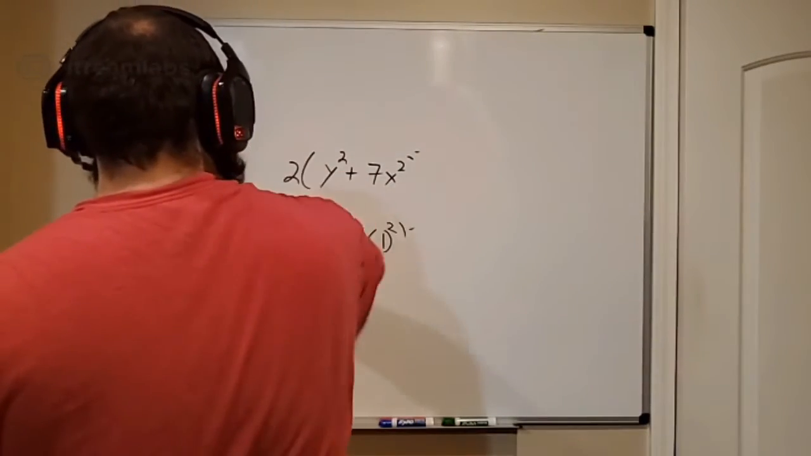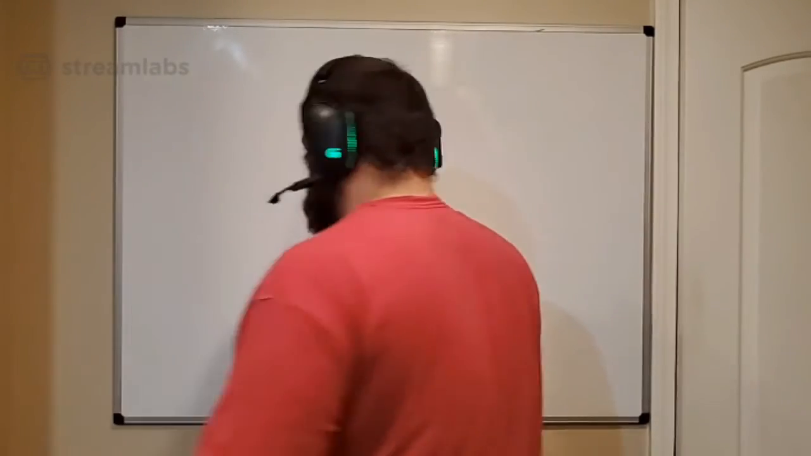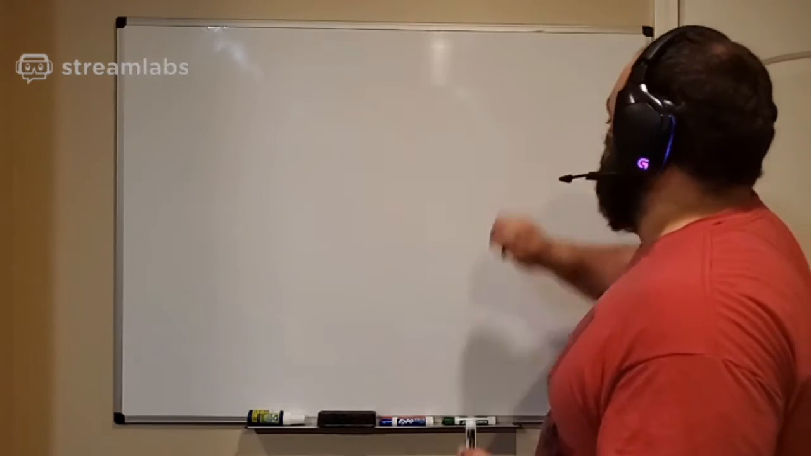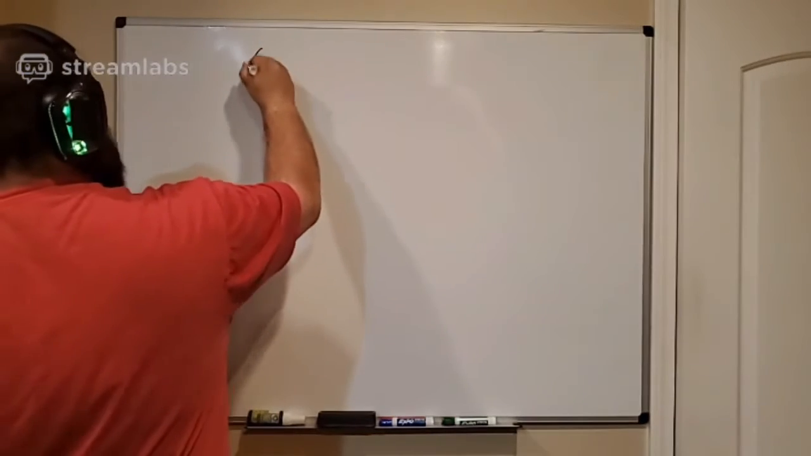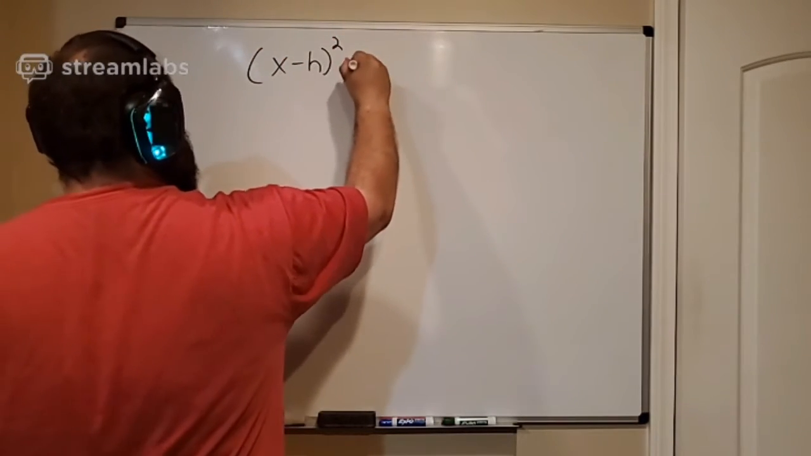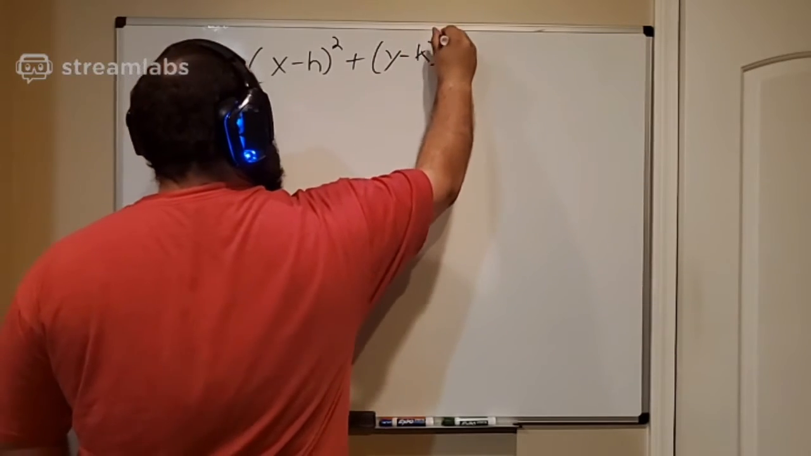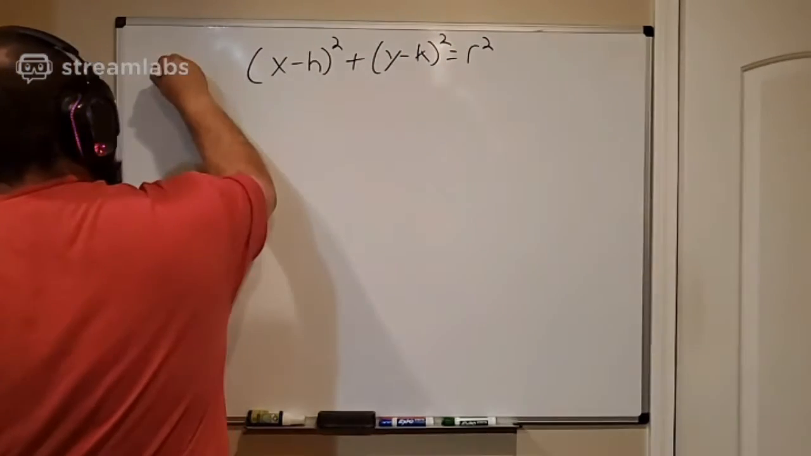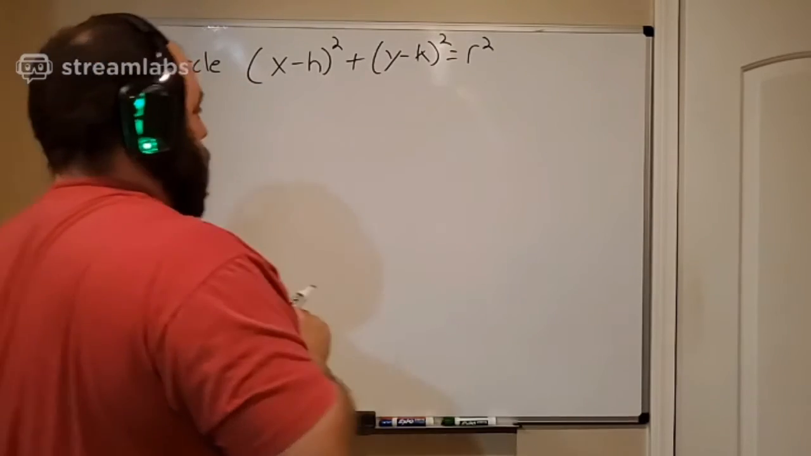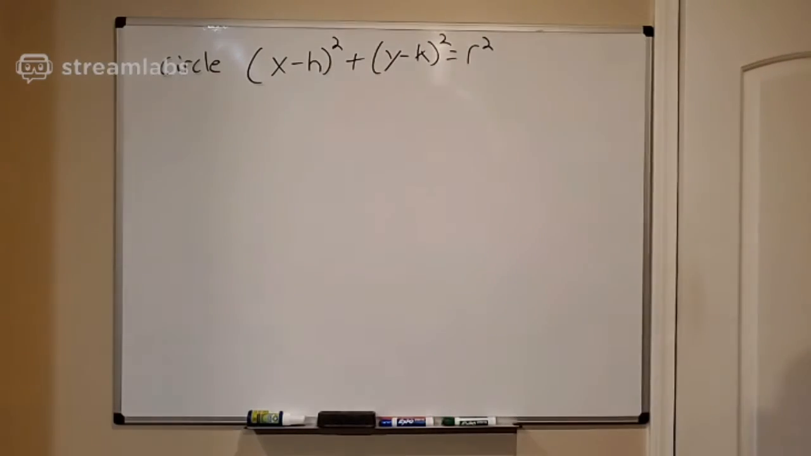All right. Do we remember the equation for the circle? For a circle, yes. In parentheses, x minus h, parentheses squared, plus parentheses y minus k, parentheses squared, equals r squared. Correct. Very good. So pretty straightforward idea there on the equation of a circle.